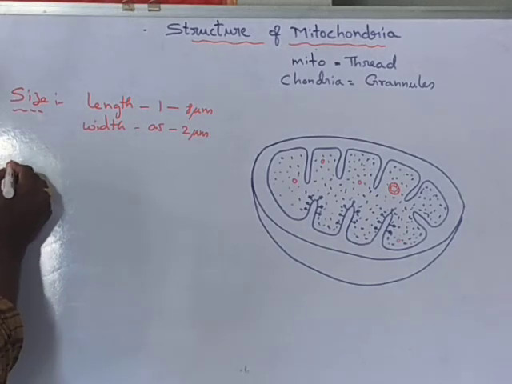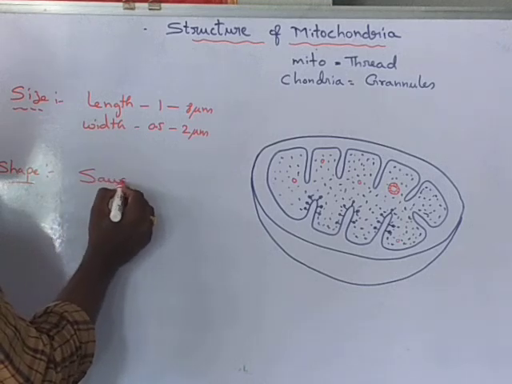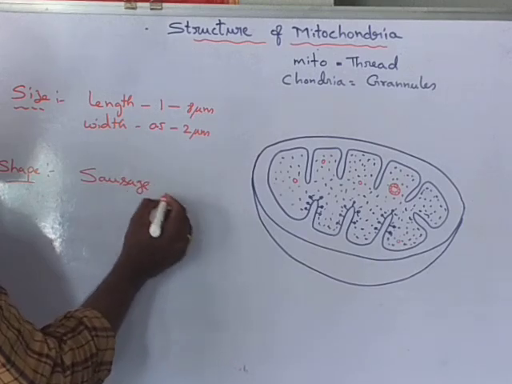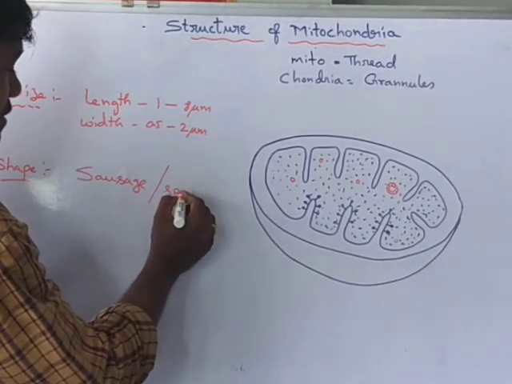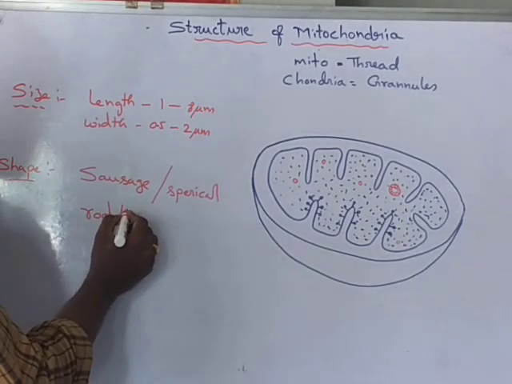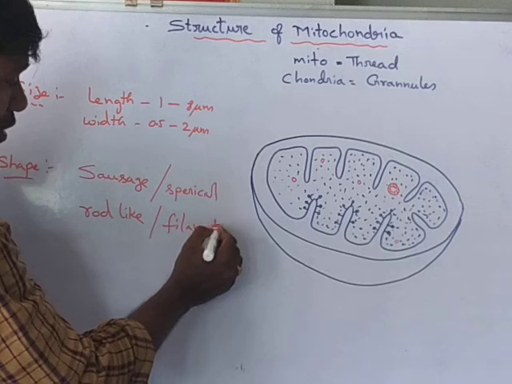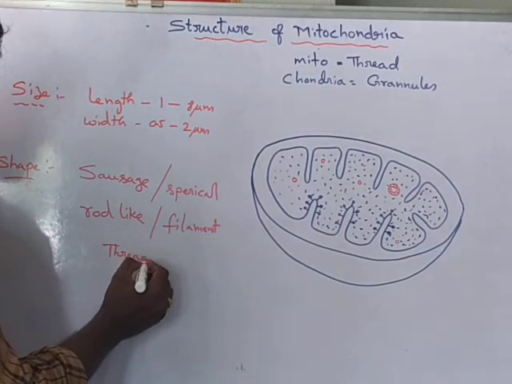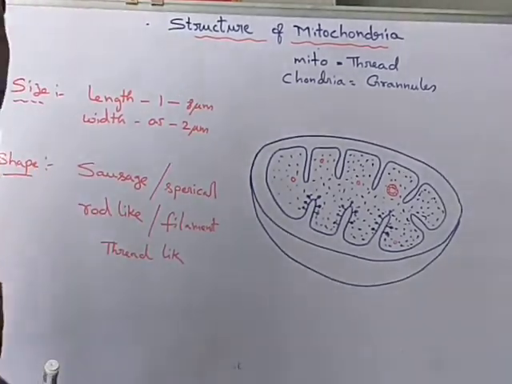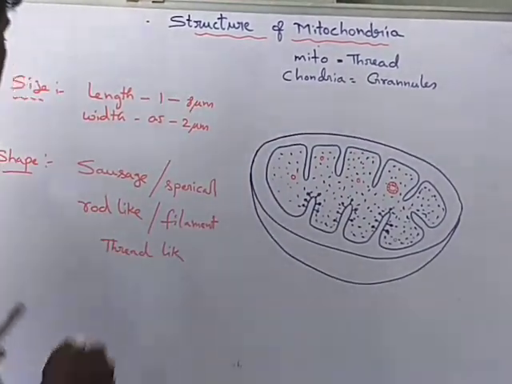If you know the shape of the mitochondria, they are generally sausage shaped or spherical. Some are rod like, or filament or thread like. So commonly they are sausage or spherical in shape. This is the shape.